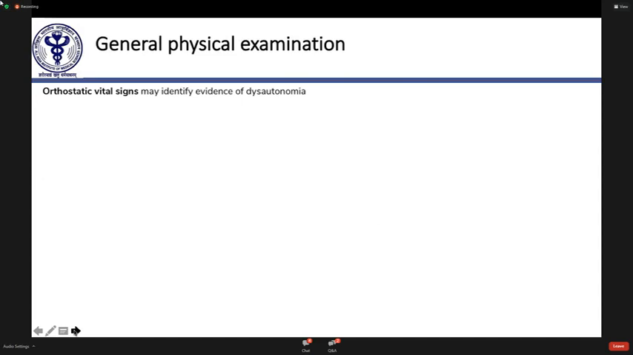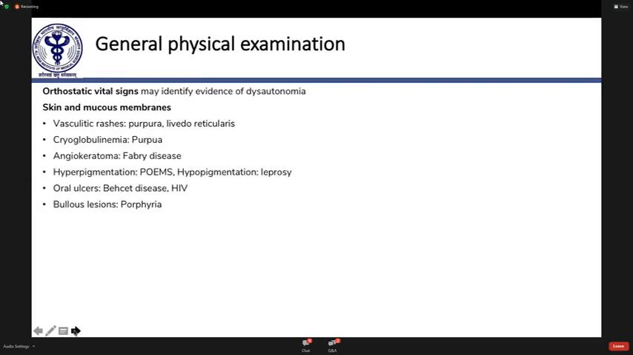So in neuropathy, the general physical examination has a very important role, because it will give vital clues towards the etiology of the condition. Orthostatic vital signs will give evidence for dysautonomia. In the skin and mucous membranes, look for vasculitic rashes. In vasculitis, you can see rashes, purpura, or livedo reticularis. Trichomoniasis can cause purpura. Angiokeratoma is seen in Fabry's.